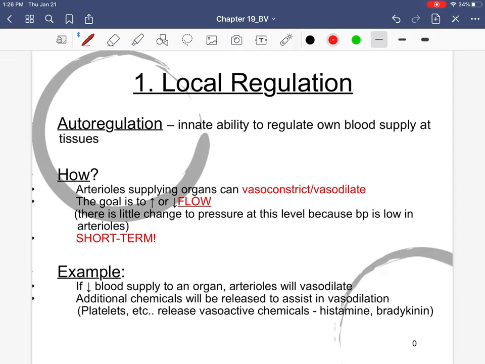So let's take these one by one. We're going to start with local regulation. Now, this is primarily a means of regulating blood flow.